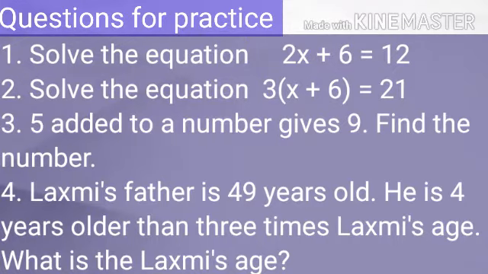Students, now I am giving some questions for practice, some descriptive questions and some objective questions. First, solve the equation 2x plus 6 is equal to 12. Second, solve the equation 3 in brackets x plus 6 is equal to 21. Third, 5 added to a number gives 9. Find the number. Fourth, Lakshmi's father is 49 years old. He is 4 years older than 3 times Lakshmi's age. What is Lakshmi's age?